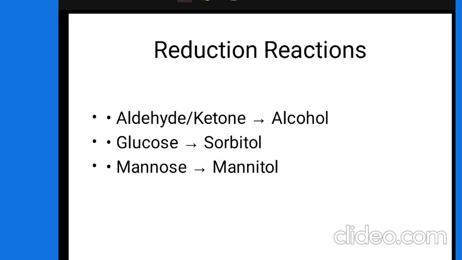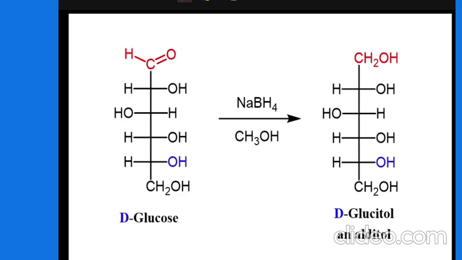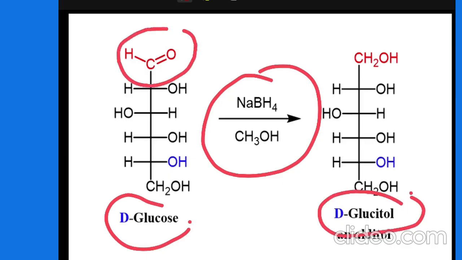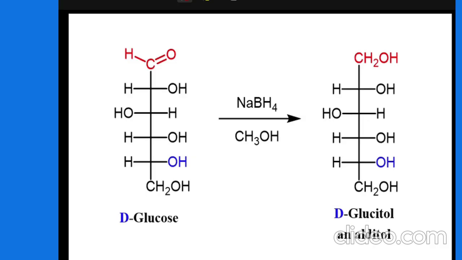Coming to the next slide. Look over here. It is D-glucose, and in presence of NaBH4 and CH3OH, it gives rise to D-glucitol. This group is converted into this one. Coming to the next slide, amino sugar.